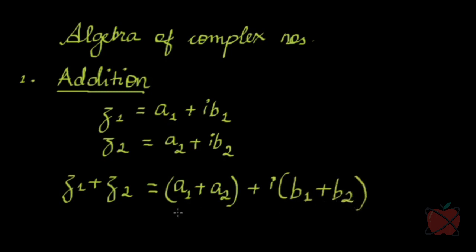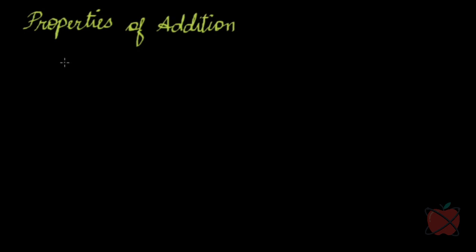Subtraction also follows in a similar manner. If instead of addition we put the subtraction symbol, we will have minus over here, here, and here. Fine? Now let's study more about addition of complex numbers. Let's look into the properties of addition. The first property that we are going to study is known as the closure property.